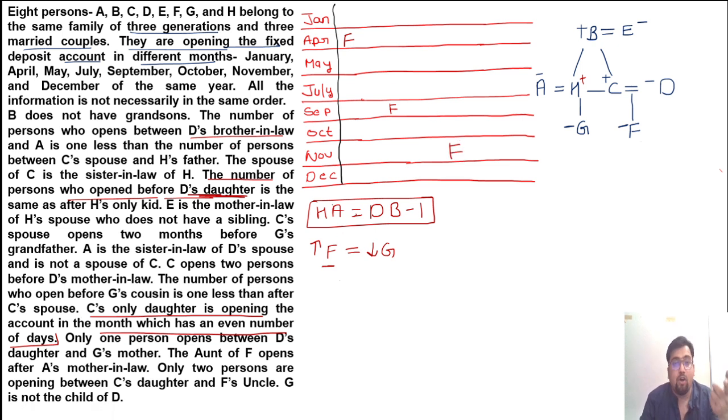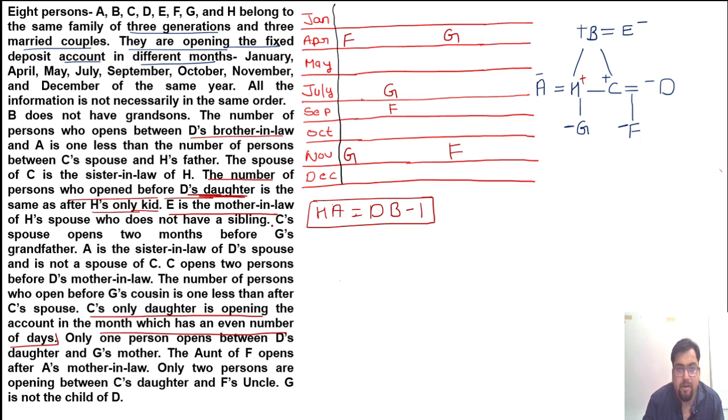Now before F, how many persons? One person. So G will be here, reading this small line. So rub this line; there is no use of this line right now. Okay, fine. Read it further. The number of persons who opened before D's daughter is the same as after H's only kid. E is a mother-in-law of H's spouse, who does not have a sibling.